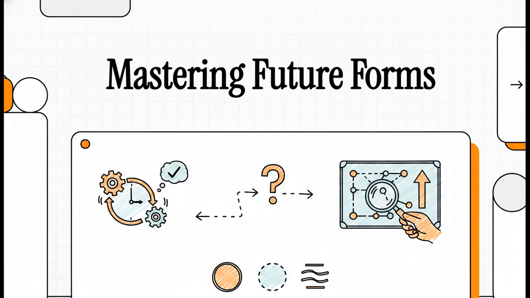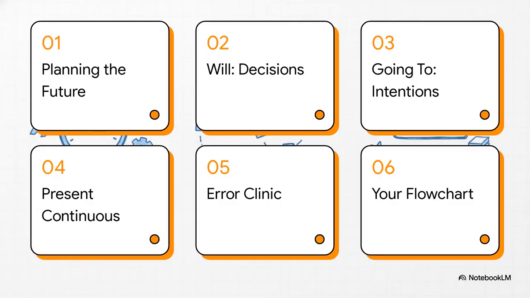The goal here is simple. We want to help you confidently match your grammar to your exact level of certainty, especially when you're communicating in a professional setting. So, here's our roadmap for today's explainer.